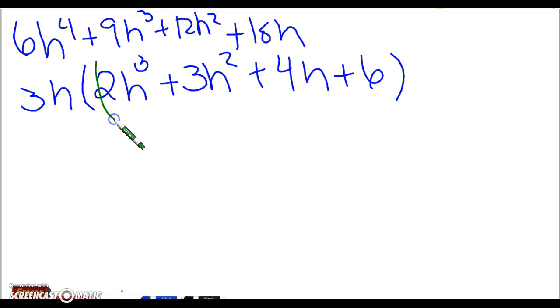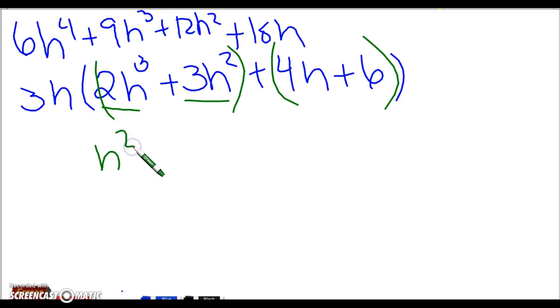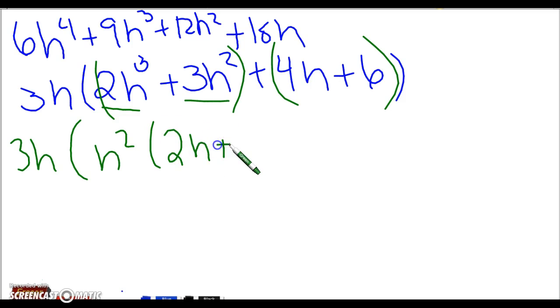I can put groups, and I group these like that. And I'm going to say, what do they have in common? So for the first one, I have an h squared in common. I'll put my 3h out there. And so I see that when I pull out an h squared, I'm left with 2h plus 3.